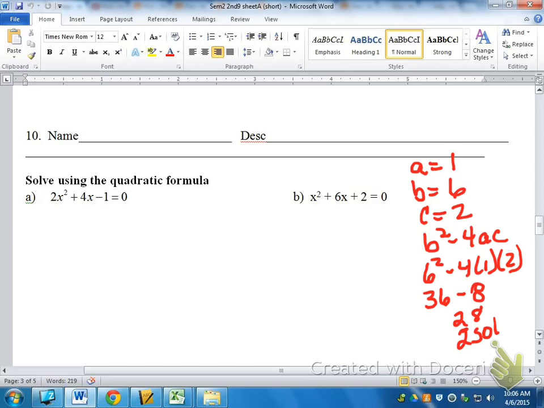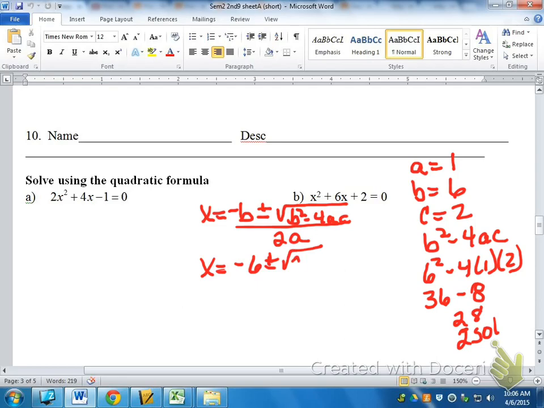All right, so let's go ahead then and take that information and plug it into the formula. We're going to write the formula from scratch until we get it memorized. X equals negative b plus or minus the square root b squared minus 4ac all over 2a. So I look at my a, b, and c to fill this in. Negative 6 plus or minus the square root of, and I can go ahead and use my 28, all over 2 times 1.